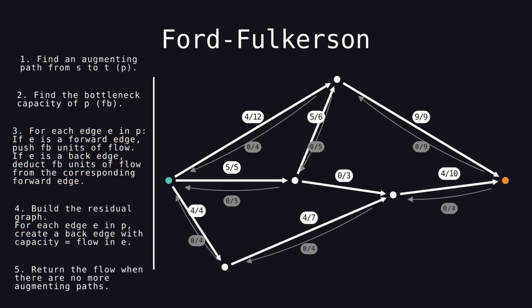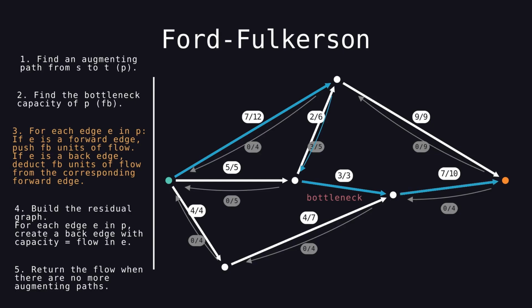There is one more path. We can go through one of the back edges. The bottleneck of this path is 3, so let's push 3 units of flow through. Remember, when we push 3 units through the back edge, we take away 3 units of flow from the forward edge.